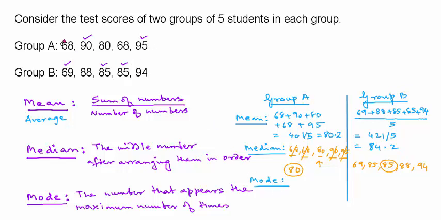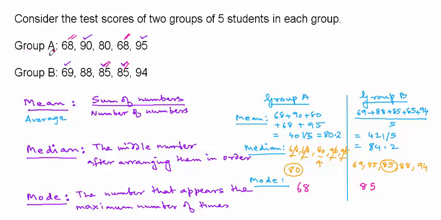And now if you want to find the mode for group A, the number that appears the maximum number of times, obviously it's going to be 68, because you see two 68s in this group. There's also 90, 80 and 95. So the mode is 68. And if you do the same with group B, the mode is going to be 85. You see two 85s. So that is how you find the mean, median and mode of a group of numbers.